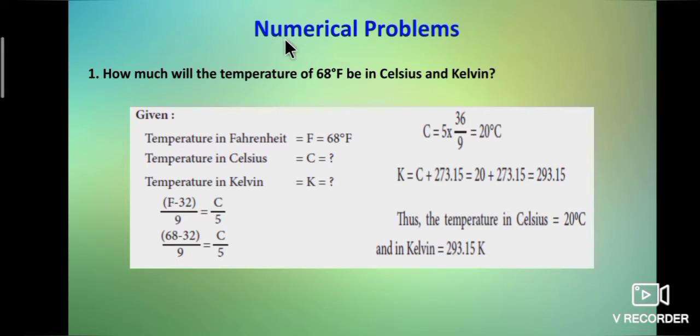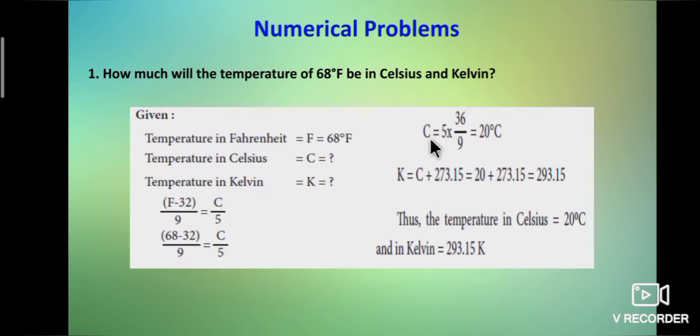Now we are going to learn about numerical problems. First problem: how much will the temperature of 68 degrees Fahrenheit be in Celsius and Kelvin? Given, temperature in Fahrenheit, F is equal to 68 degrees Fahrenheit. The relation of Fahrenheit and Celsius: F minus 32 divided by 9 is equal to C by 5. So 68 minus 32 divided by 9 is equal to C divided by 5.